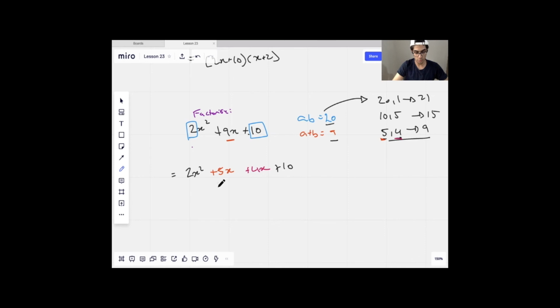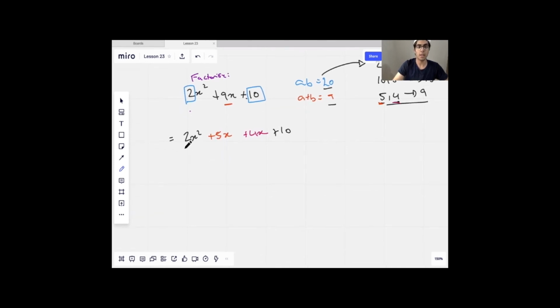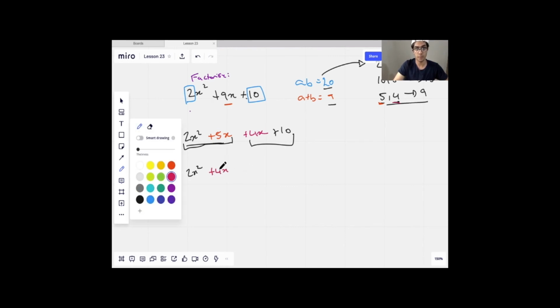Okay, and now we have to look at these two terms and these two terms here, and we have to consider if they factorize. Clearly there's no common factors between 5 and 2. There is between 4 and 10, but if either of these don't factorize nicely, we actually have to swap them over. So it then goes to 2x squared plus 4x plus 5x plus 10.